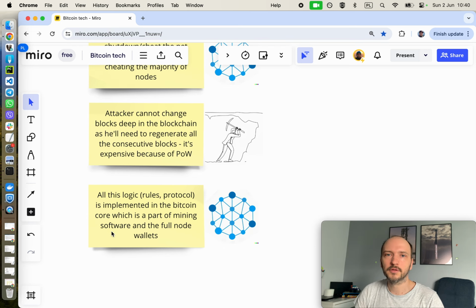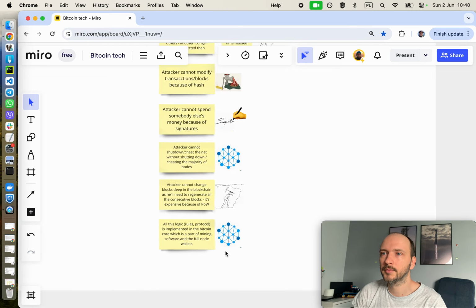And all the logic, these rules of this protocol, is implemented inside the Bitcoin Core, like in the code. And this code is embedded in the mining software or in the software of full node wallets that contain the entire chain. So they are not taken from some server, they are just in the application, and this code is open and you can just go to GitHub and review it. So that's how it's implemented.